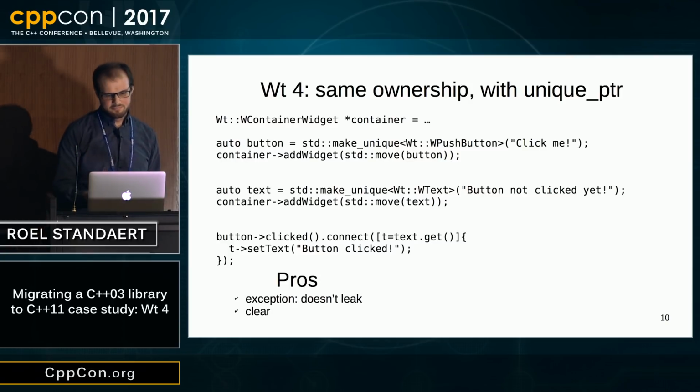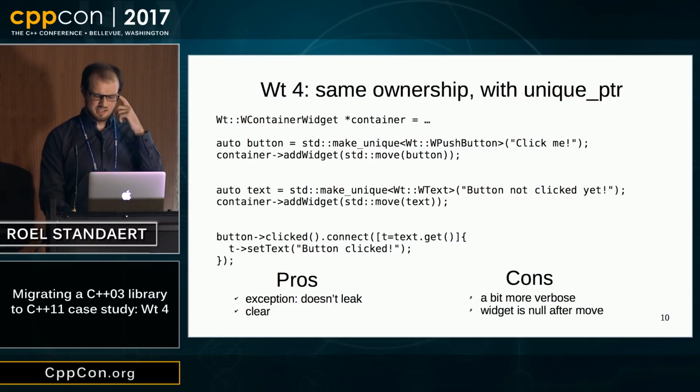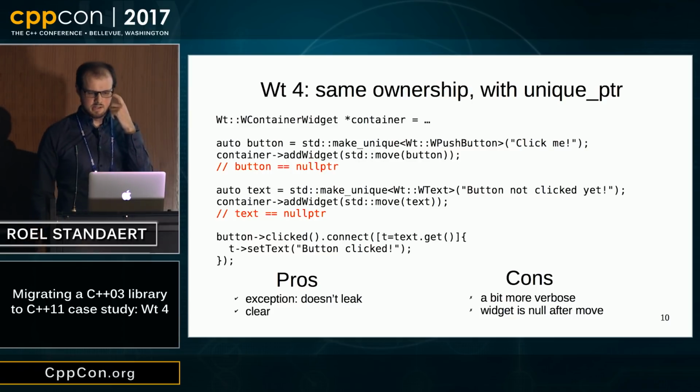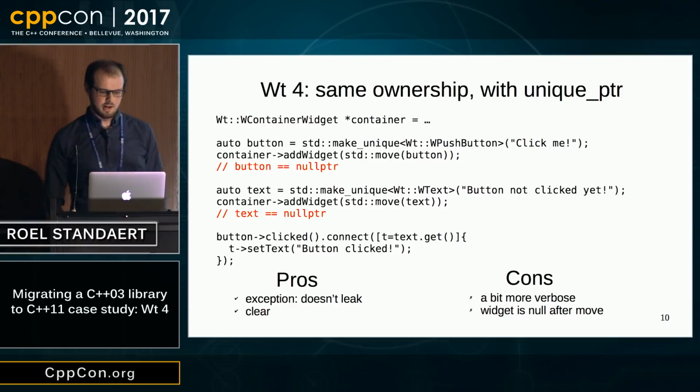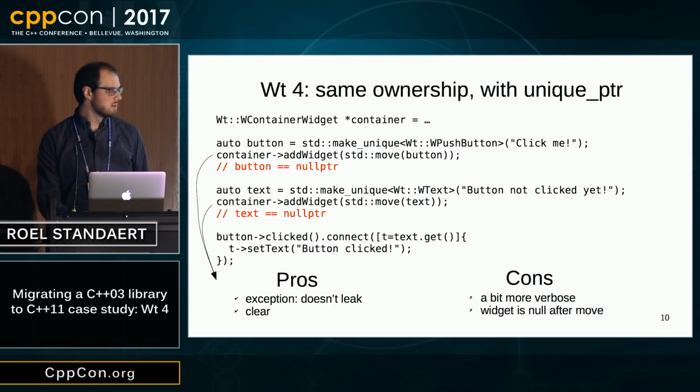So again, when there's an exception, it doesn't leak anymore, and it's clear who owns it now because there are moves happening. But the cons are, well, this is a little bit more verbose, and even worse, the widget is null after you move it. So when you're connecting the signals to slots, button is null and text is null. So that's actually going to blow up. A straightforward way to fix that would just be to move the add widget calls to the back, and then it would be fine again.